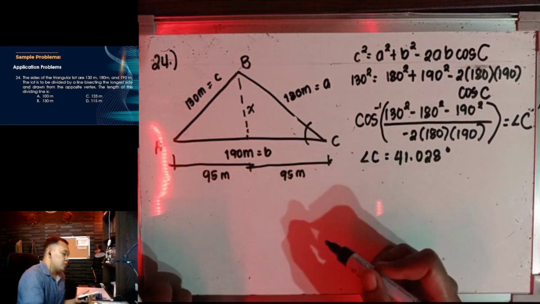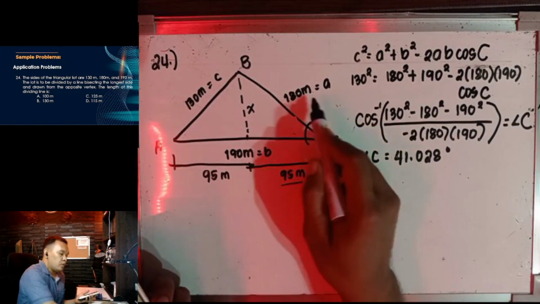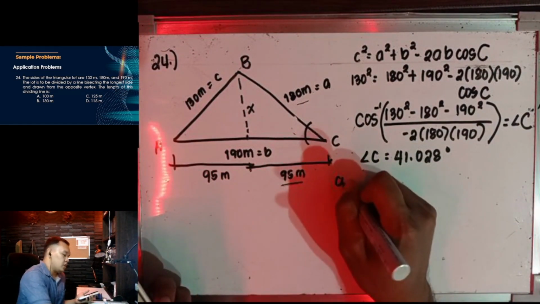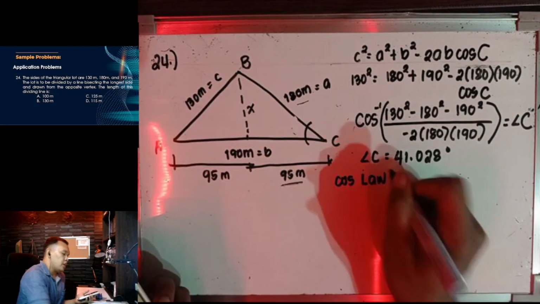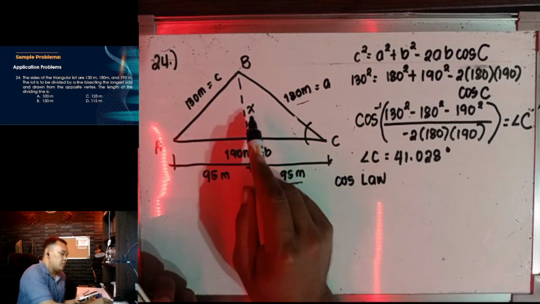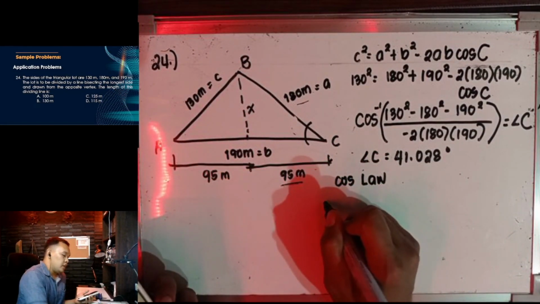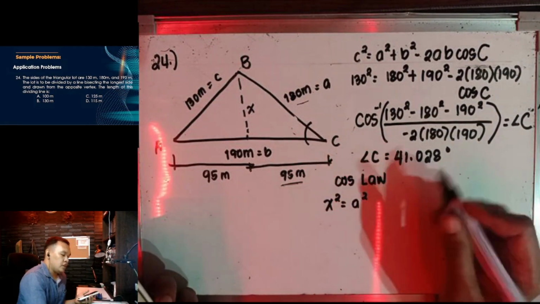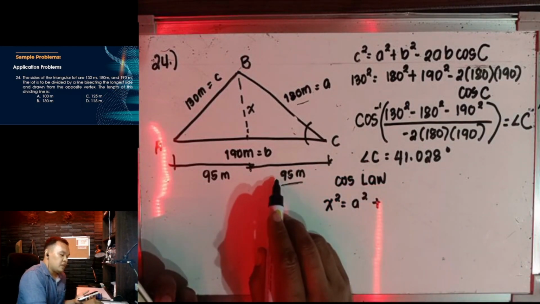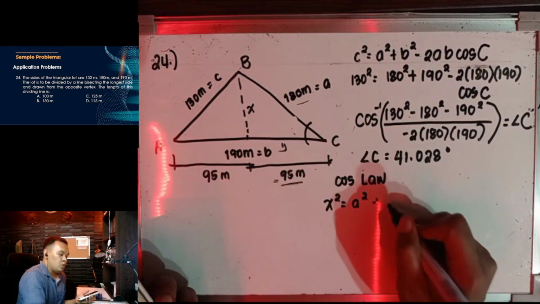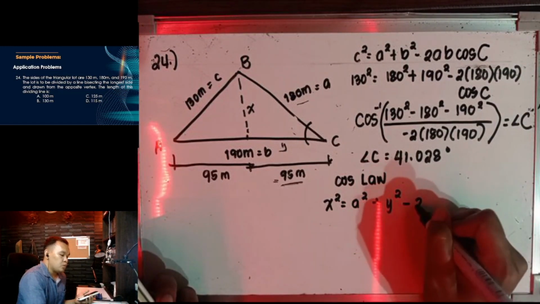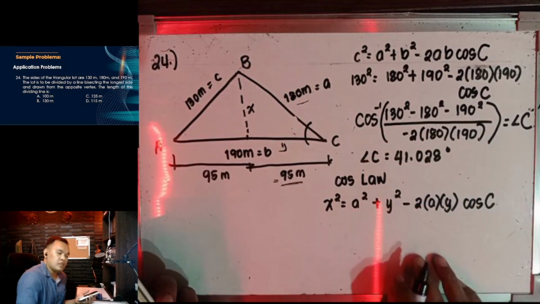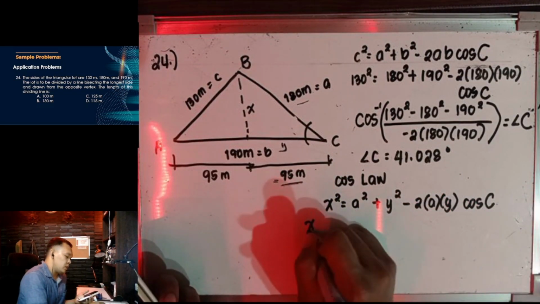Then, kung may angle C na ako, we could consider this triangle para makompute ko yung value ng x. Okay? So, alam natin 195 to, 180 to. So, para makompute to, gagamitin ulit natin yung cosine law. Okay. So, cosine law, let's say ito ay sabihin kong x. So, we have here x squared is equivalent kay a squared plus ito ay sabihin ko si y squared minus 2 times a times y cosine angle C. So, the value of x is yung unknown na hinahanap natin.